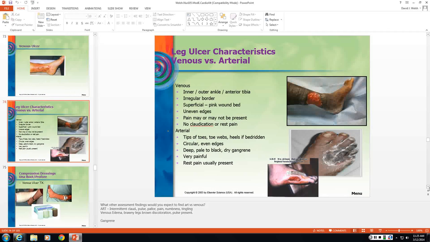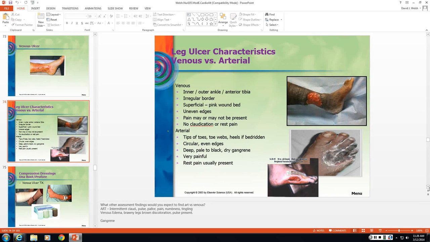So let's look at the difference between venous and arterial ulcers. Venous ulcers are going to be usually on the inner or outer ankle or anterior tibia. They're going to have an irregular border, so remember that, an irregular border. They're going to be superficial. They're going to have a pink wound bed, uneven edges, pain may or may not be present, and no claudication or rest pain.